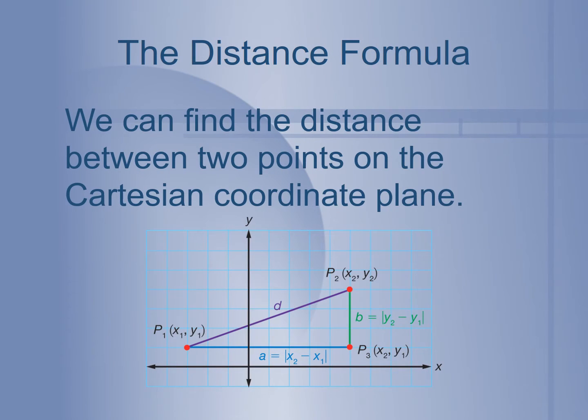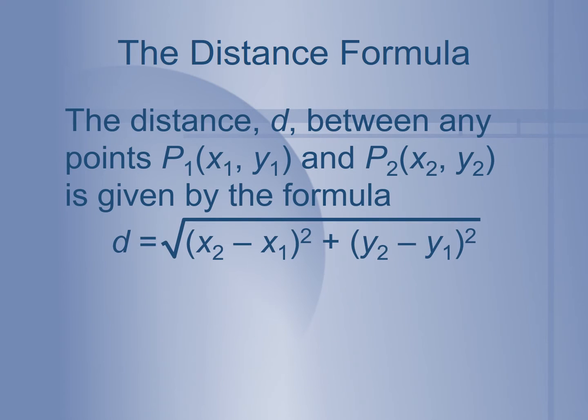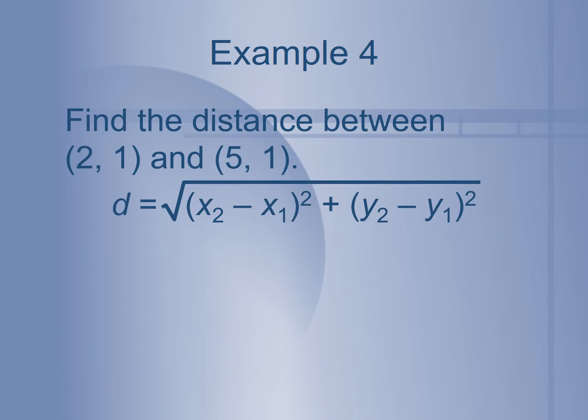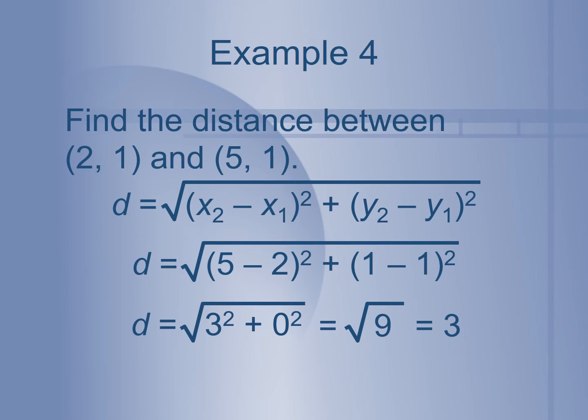So we can find the distance between 2 points on the coordinate plane using the Pythagorean theorem. It's going to be the square root of the difference of the x values squared plus the difference of the y values squared. So let's look at one. Let's find the distance between the points (2, 1) and (5, 1). Using our distance formula, it would be the square root of (5 minus 2) squared plus (1 minus 1) squared, which ends up being the square root of 3 squared plus 0 squared, which is the square root of 9, which we know is 3.